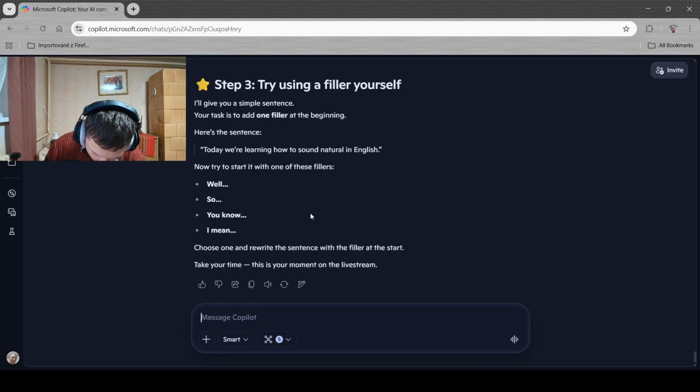Okay, we can choose I mean. You know. I have to tell you, people, that I started to use that because I listened to it in my favorite English podcast, and now I'm learning thanks to study and learn mode of Microsoft Copilot that it's a natural filler in English.